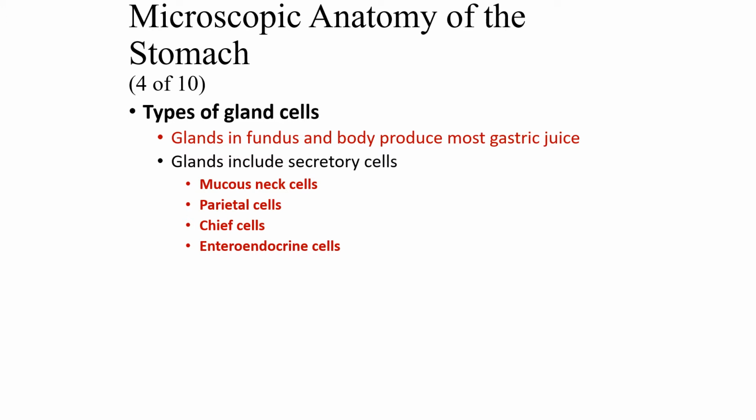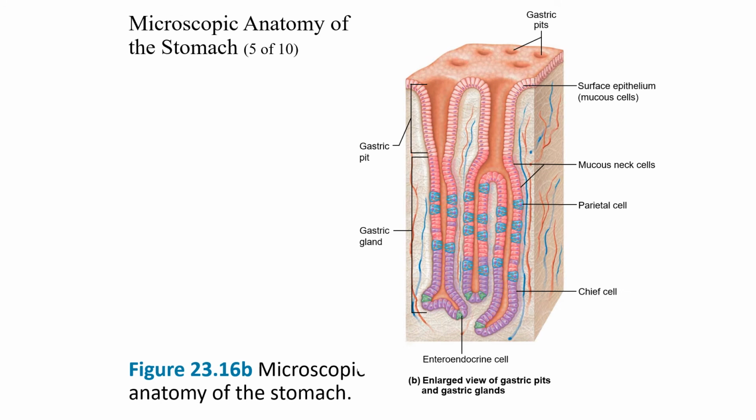The mucous neck glands. Guess what they produce? Yeah, mucus. The parietal cells, the chief cells, and then the enteroendocrine cells. These are going to produce hormones. So here's a lovely picture.